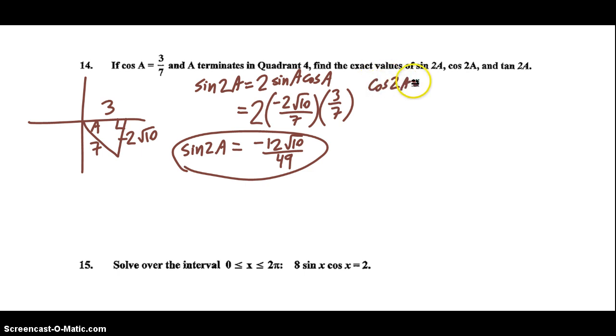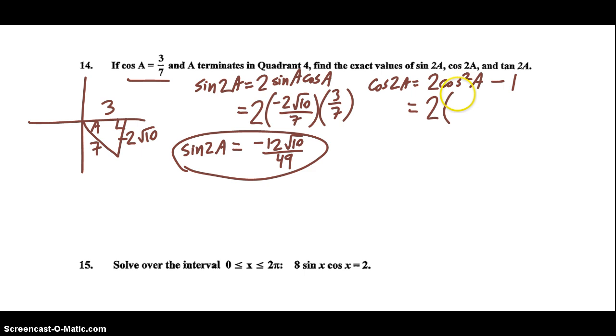Cosine of 2a, you actually have a couple of choices here. Because cosine of 2a actually equals 3 different things, right? Since they already gave us cosine, and I don't want to introduce any more of this weird, wacky negative 2 radical 10, I am going to use one that's strictly in terms of cosine. And that would be 2 cosine squared a minus 1.